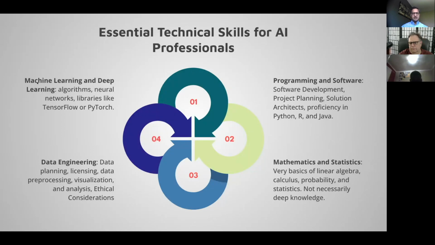Another group is the machine learning and deep learning group, where algorithms, neural networks, libraries, TensorFlow and PyTorch, and those sort of skills are needed. You can acquire them to become a machine learning and deep learning engineer. While data engineering is altogether a different thing, where you do data planning, licensing, data processing, and building visualizations, analysis, and ethical consideration. And the last part is the mathematics and statistics group, where very basics of linear algebra, calculus, probability, and statistics. Not necessarily deep knowledge of all of these, but these are the four groups of skills of which you can acquire a little bit of each group, and that's all the essential skills of AI professionals.